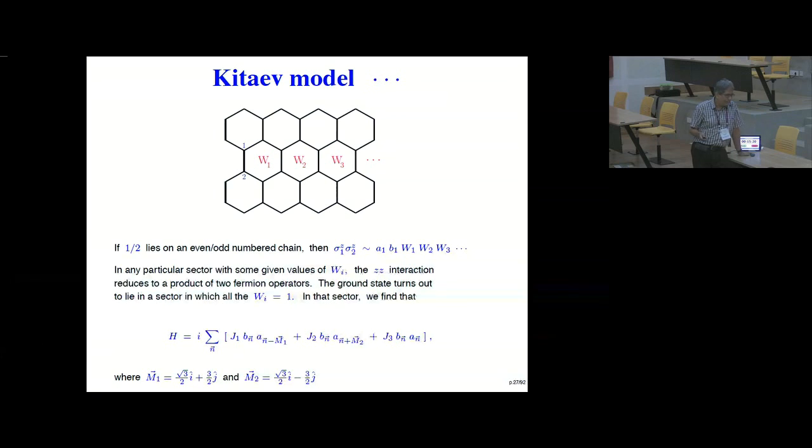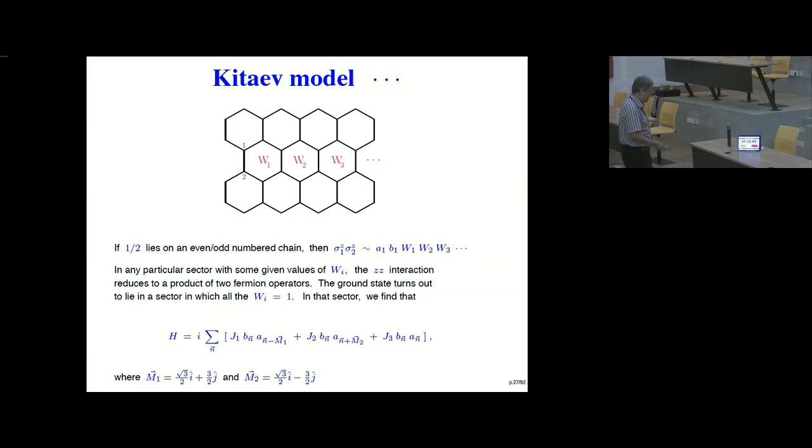Okay. So that's the long story of why, in the Kitaev model, the ZZ interactions are also local and quadratic in terms of fermions. Now, there are all these different sectors. So how do you know which sector you have to work in? So here you need some numerical work.